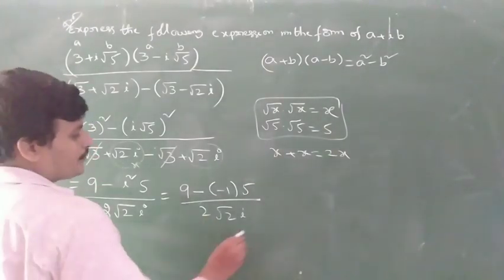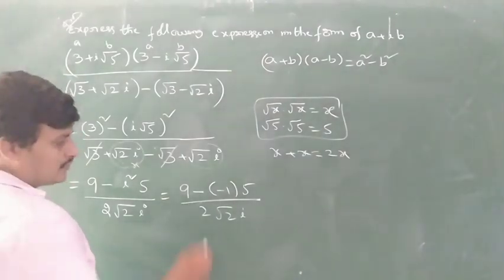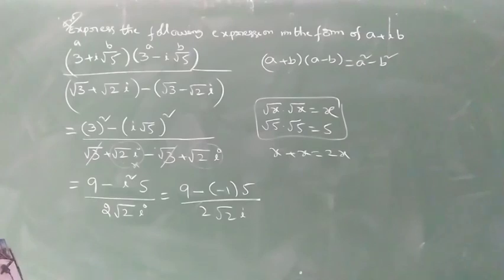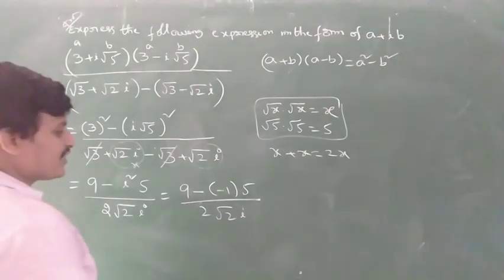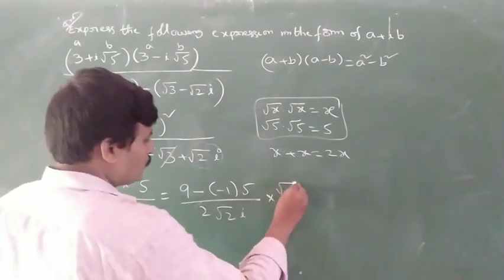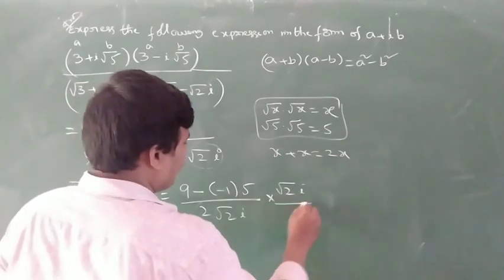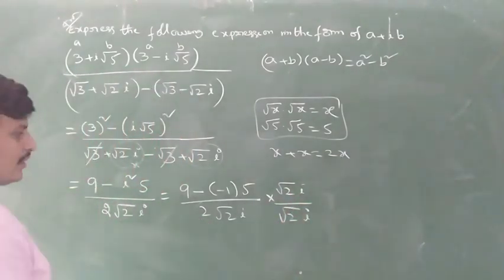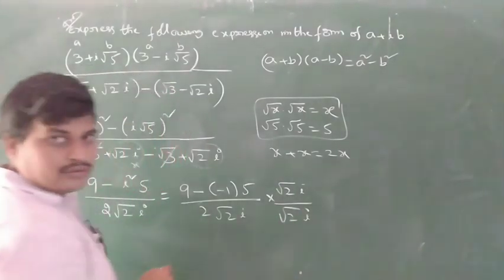So this is 9 minus root 2i. We have to remove root 2i. How to remove? Rationalization. So multiply by root 2i by root 2i, rationalization.